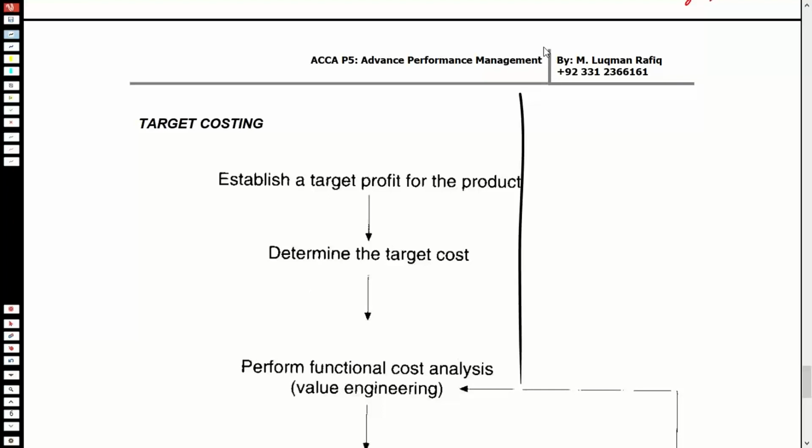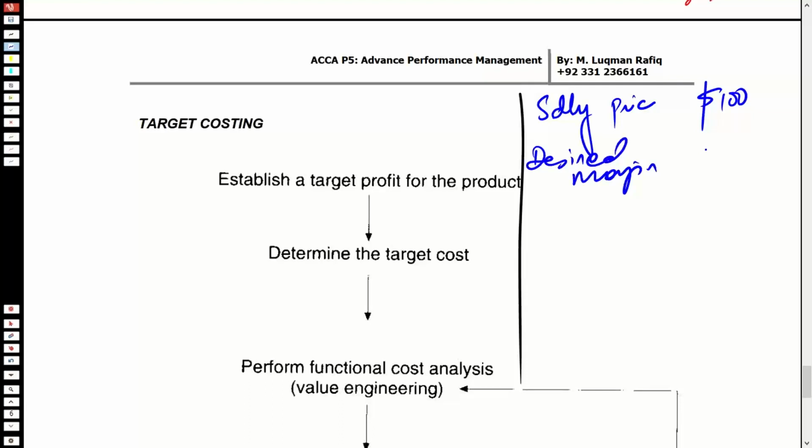The target costing. I hope that the quality circle is clear to you, Aaron. Now, when we talk about the concept of target costing, how does it operate? Whatever product you wish to sell, you try to establish its selling price. For example, if you establish the selling price of the product to be $100, you deduct from it your desired margin, which is, let's say, $20. So assume that you have a selling price of a product which is $100.